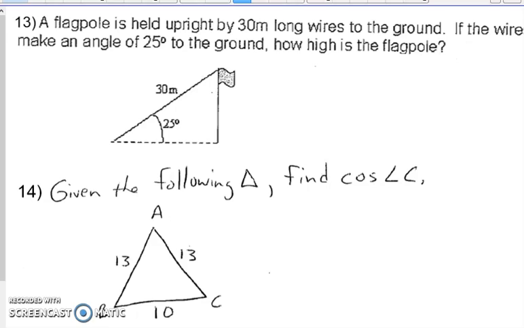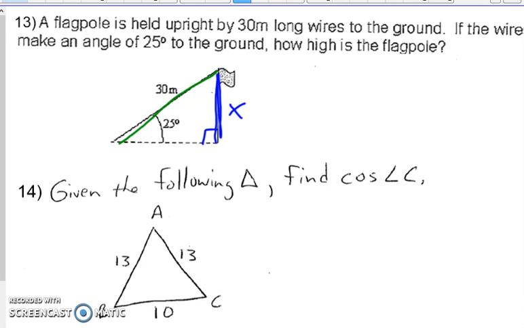Okay. Last couple problems here. It says a flagpole is held upright by 30 meter long wires to the ground. Here's that wire, 30 meters long. If it makes an angle of 25 degrees at the ground, how tall is the flagpole? They are asking us for this length. So let's throw down a variable.